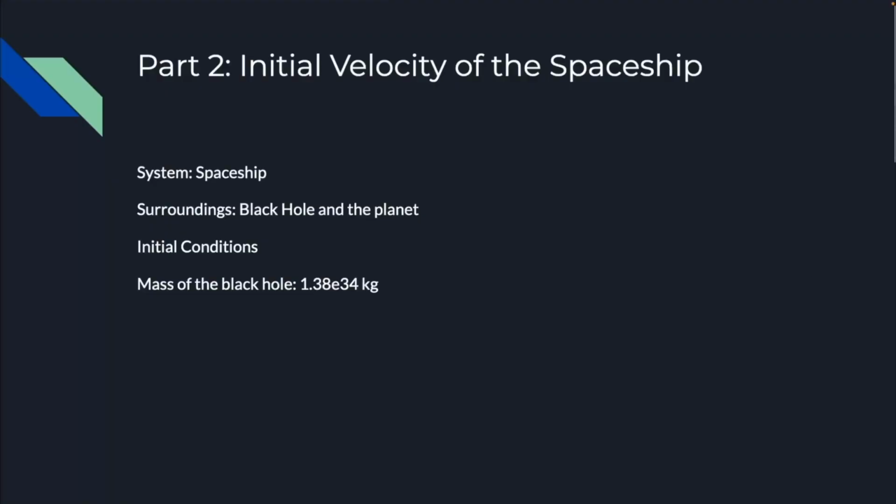Moving on to part 2, where we find the initial velocity of the spaceship. The system will be the spaceship. The surroundings will be the black hole and the planet. And the initial conditions will be the mass of the black hole, which was taken from the last part of this experiment, which shows that it's 1.38 e to the 34 kilograms.